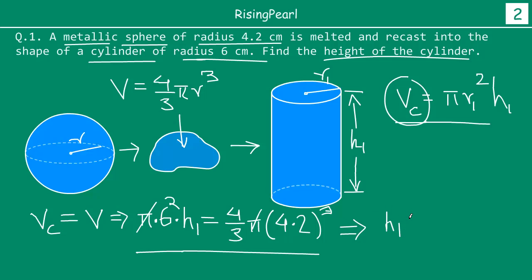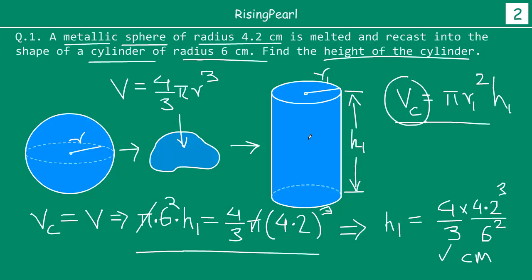So the h1 will look like, you will have 4 by 3, then here in the numerator you will have 4.2 cube, right? And then the denominator you will have this 6 square will come here, 6 square. So whatever the value when you solve it will give you the answer. So that much centimeter will be the height of the new cylinder.